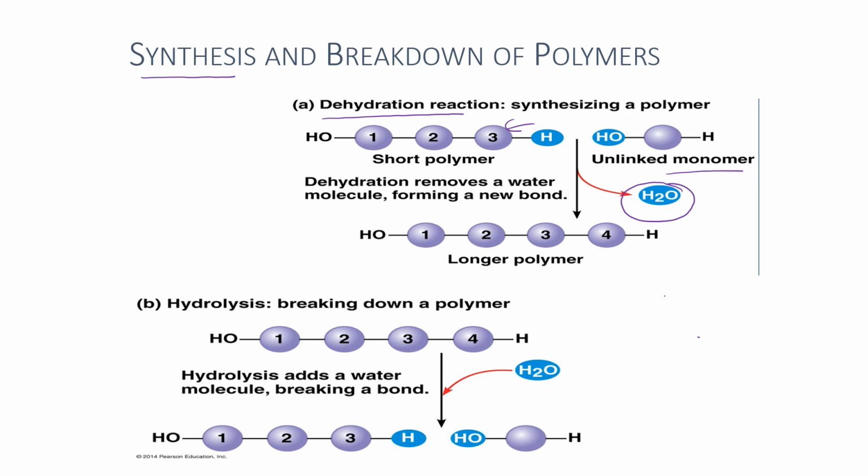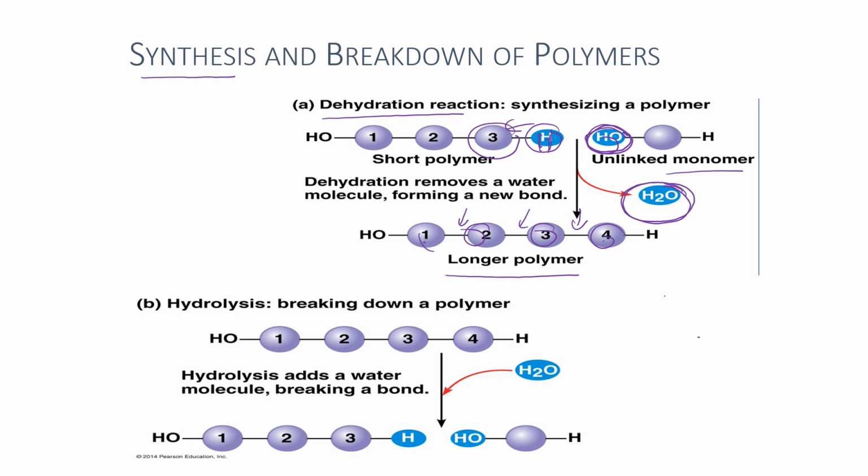One monomer will lose a hydroxyl group, and another monomer will lose a hydrogen atom. This hydroxyl group and hydrogen atom will combine together to remove a water molecule to synthesize a longer polymer. So for example here, the process of adding four monomers together to form a polymer consisting of four monomers involves the removal of basically one, two, three water molecules.